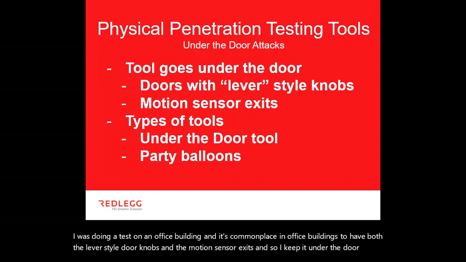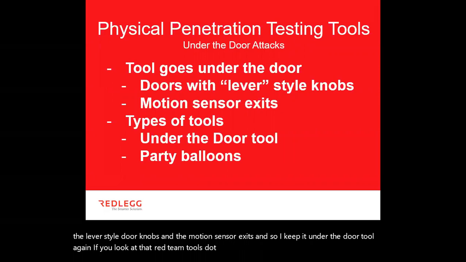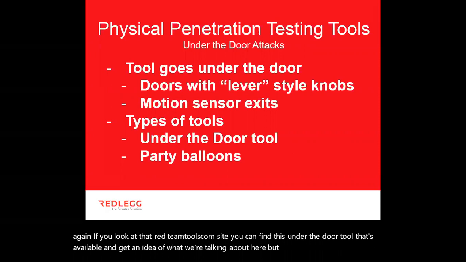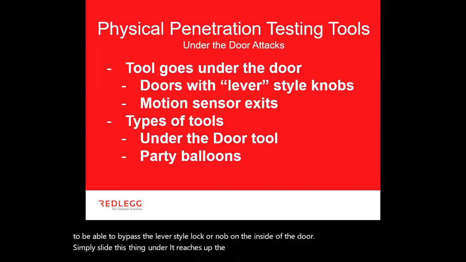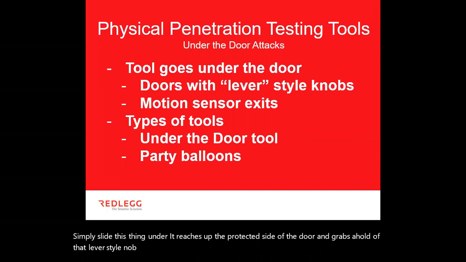Again, if you look at that redteamtools.com site, you can find this under the door tool that's available and get an idea of what we're talking about here. But I used an under the door tool to be able to bypass the lever style lock or knob on the inside of the door. Simply slide this thing under, it reaches up the protected side of the door and grabs a hold of that lever style knob and pulls it so that the knob basically opens, right? Normal operation of the lock, that it's not protected from that inside.